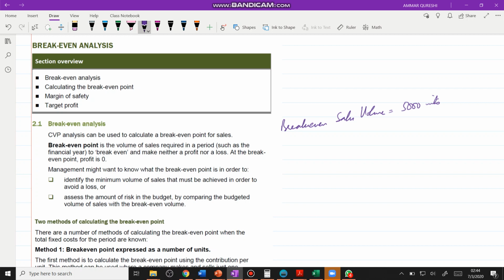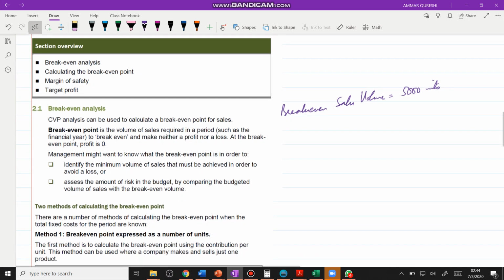So break-even is simply like your passing marks. I mean, you should know before attempting the paper what the passing mark is, because if passing marks are 50%, you will work accordingly. If passing marks are 70%, you will work harder. If your passing marks are just 20% or 30%, you don't have to work that hard. So it's simply like that.